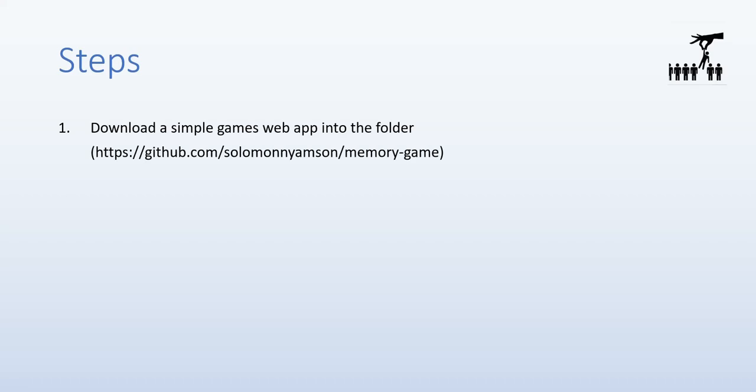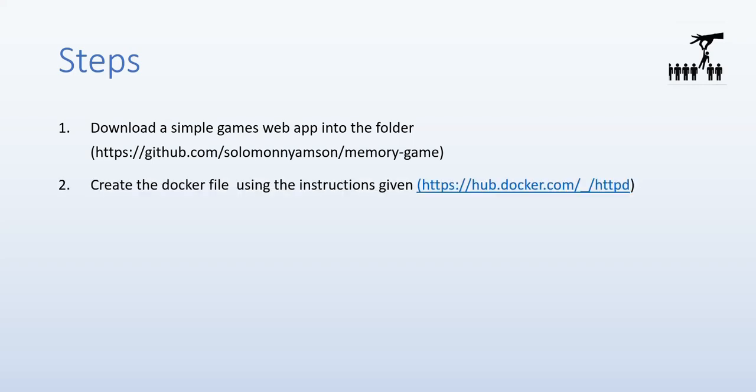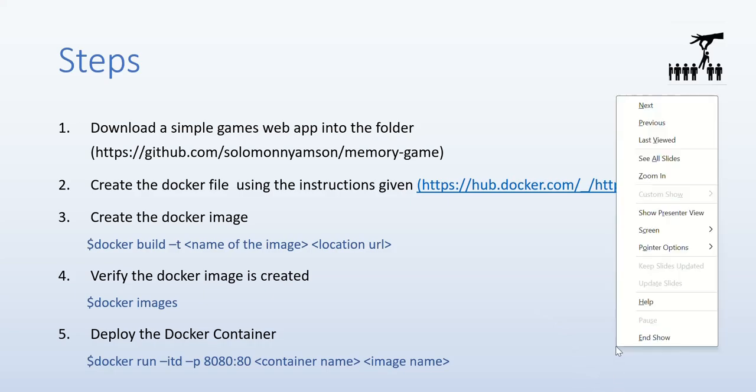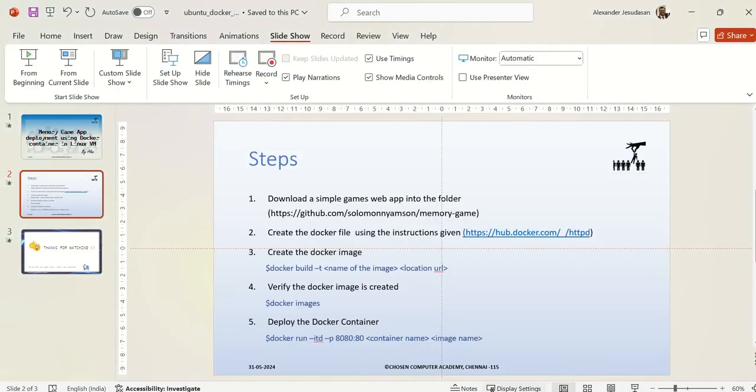Okay, so this web application can be deployed using the Docker container in simple 5 steps. First thing is let's download the files. In short, I will tell, and then probably we'll get into the actual thing in the system in a second. So: download the files, create the Dockerfile, create the Docker image, verify the Docker image, and deploy the Docker container. So that's all, guys. Let's get into the system.